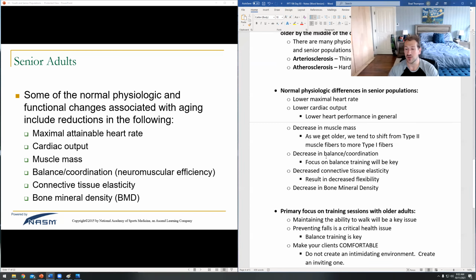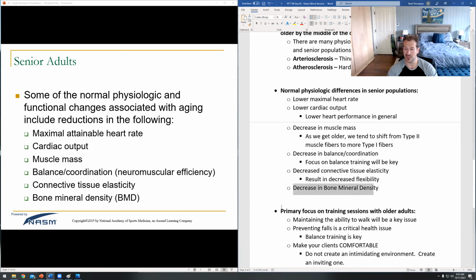So you're actually going to see that's very similar for our senior clients. We are also going to see a decrease in our balance and coordination, which is why focusing on our balance training will be absolutely key. And then as we get older, our connective tissue in particular gets less elastic. So we do see a decrease in our mobility and flexibility. So it becomes really important to make sure that flexibility training becomes a priority.